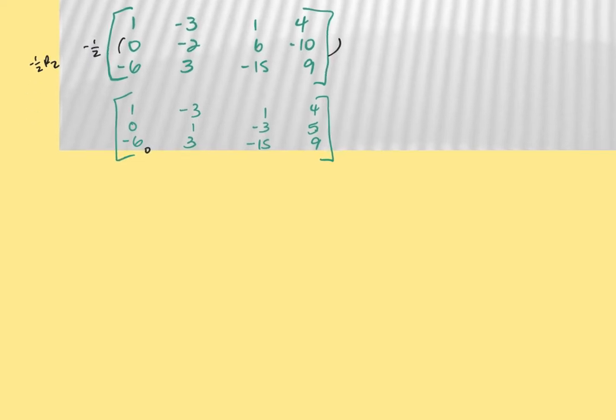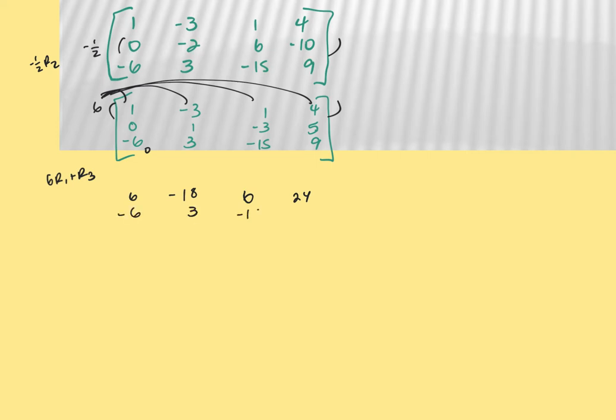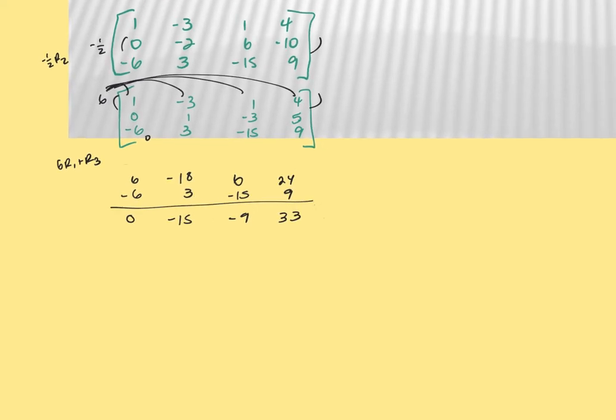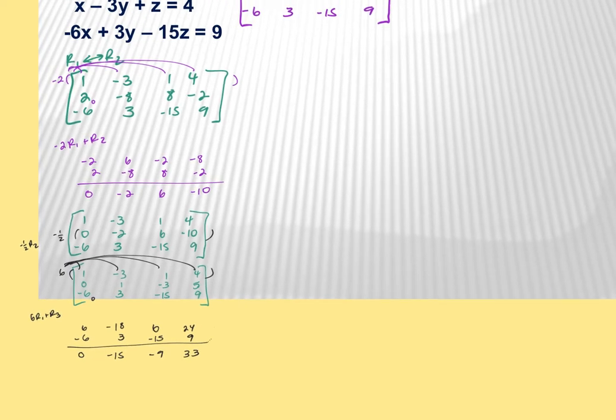Okay, now I can get the 0 here. So I want to do the same thing. +6 times row 1 plus row 3. And I get 6, -18, 6, 24, and I'm going to add it to row 3. -6, 3, -15, 9. I get 0, -15, -9, 33. That replaces row 3. I'm going to come back up to the top up here.